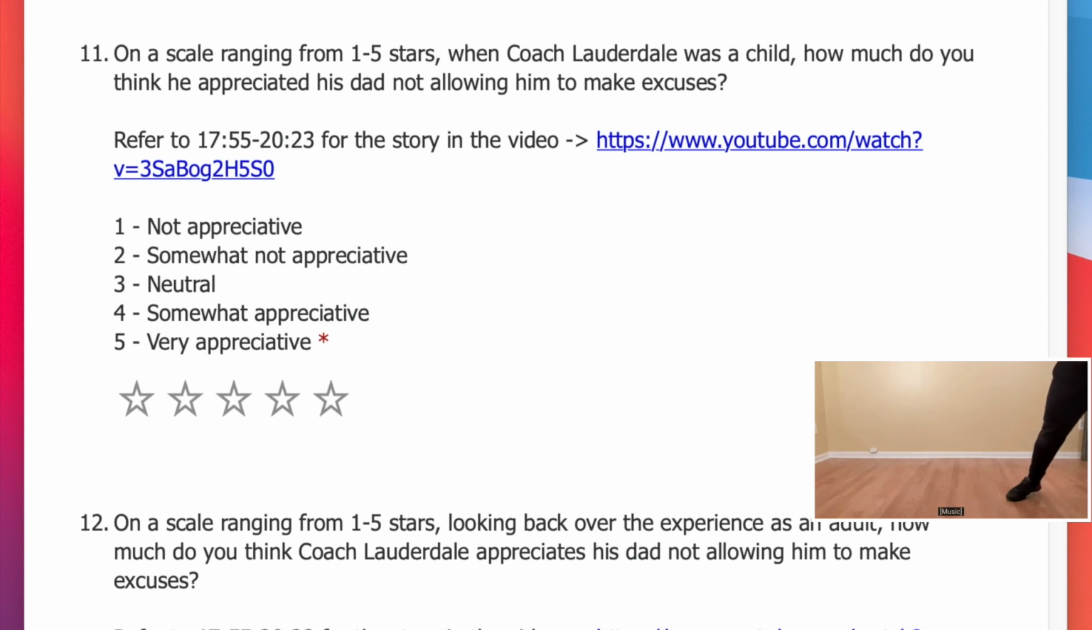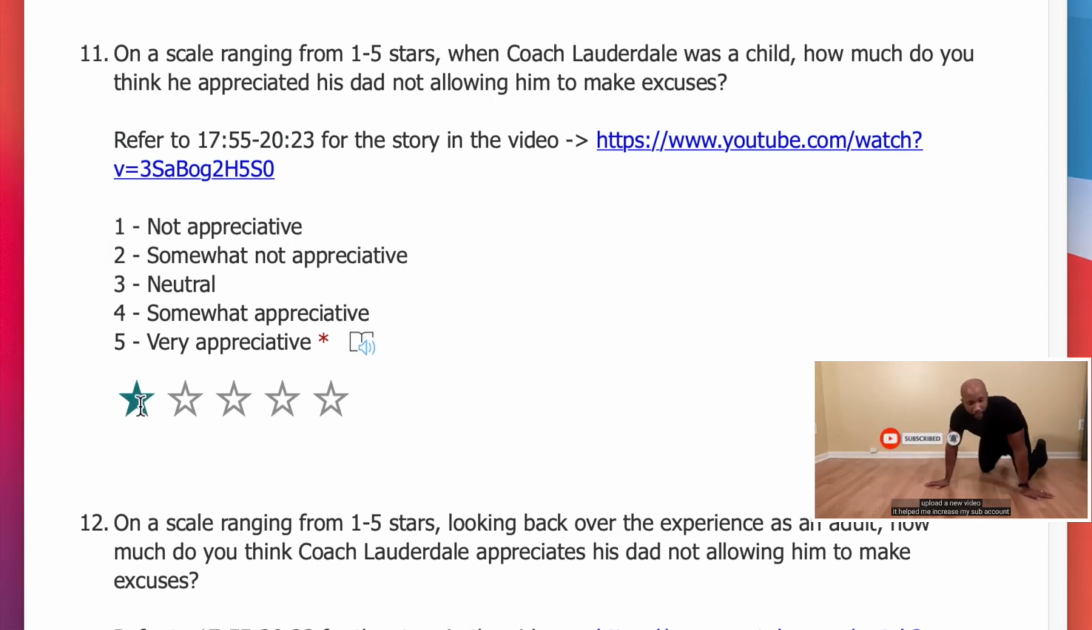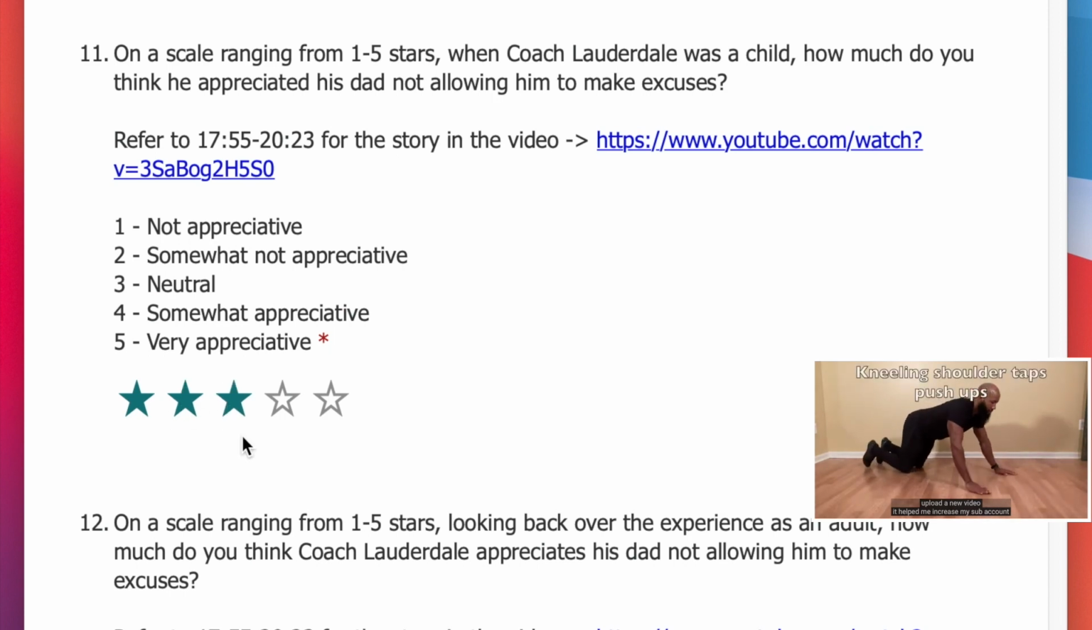12, 13, and 14. So number 11 says, on a scale ranging from 1 to 5 stars, when Coach Lauderdale was a child, how much do you think he appreciated his dad not allowing him to make excuses? You'll rank it as 1 star for not appreciative, 2 stars for somewhat not appreciative, 3 stars for being neutral, 4 somewhat appreciative, or 5 very appreciative.